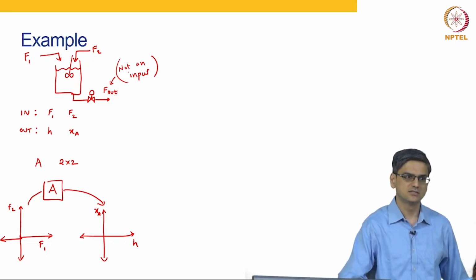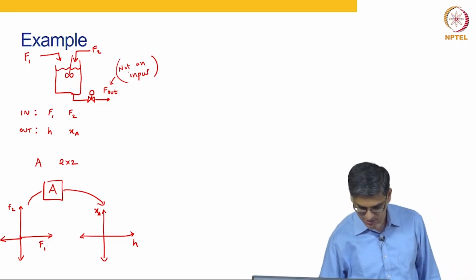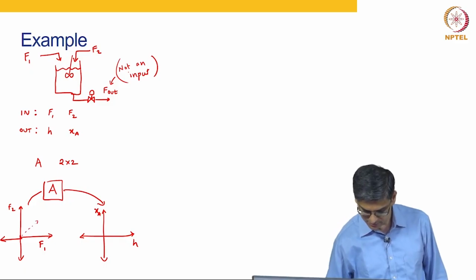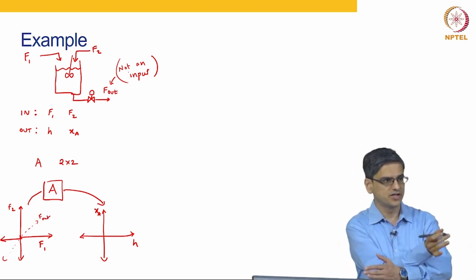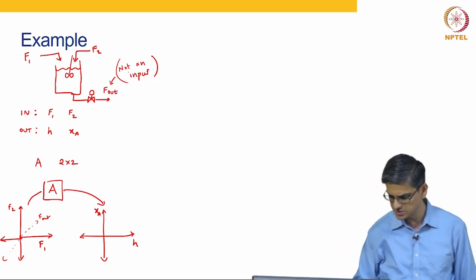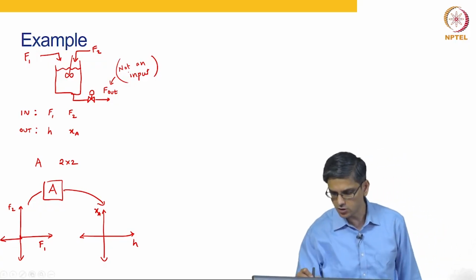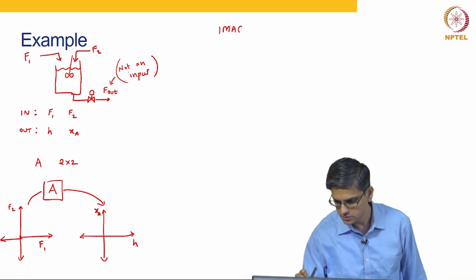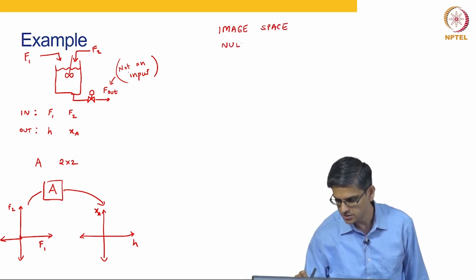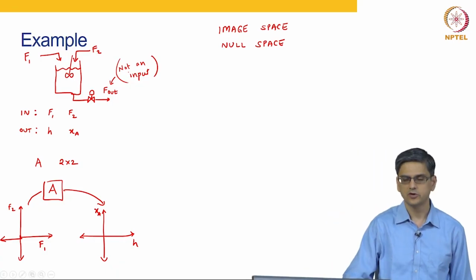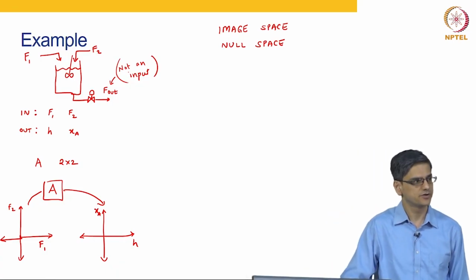The example that I considered 2 days back was where you had F out. So, F1, F2 and F out was the 3-dimensional space. That is not the example that we will consider now. Okay. And we are going to talk about image space and null space. Okay. So, these are the spaces that we are going to talk about.